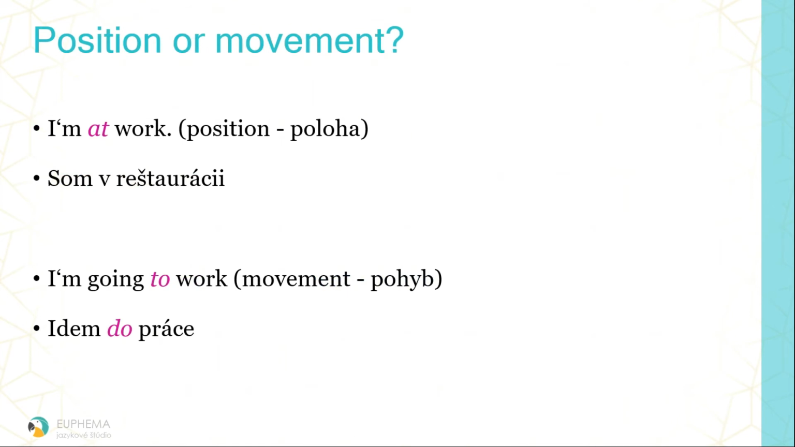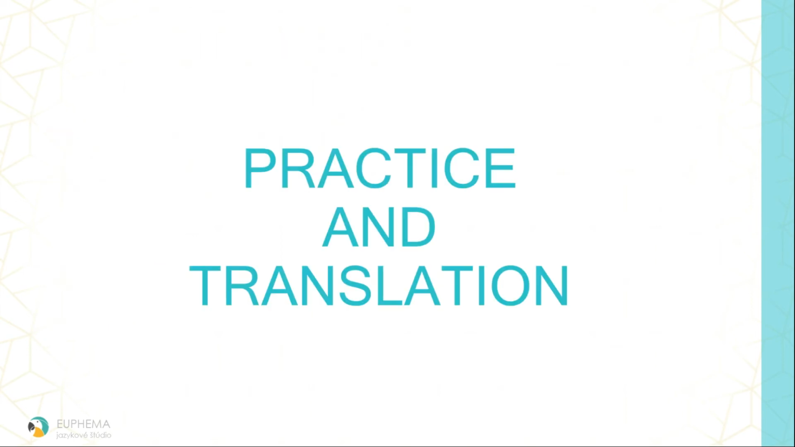Make sure that you understand the difference between the position and the movement. We need to understand that the verb go is always connected with movement, and because of that, we have to use preposition to with go. So I'm going to work, I'm moving, I'm on my way. On the other hand, when you already are somewhere, you're stationary, you're not moving, so you are at that place. For example, you can say, "I'm at work." Let's now review and practice what we have learned.